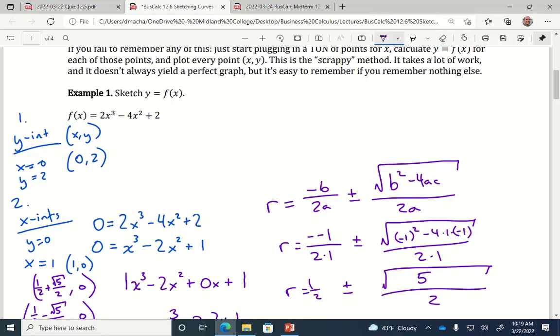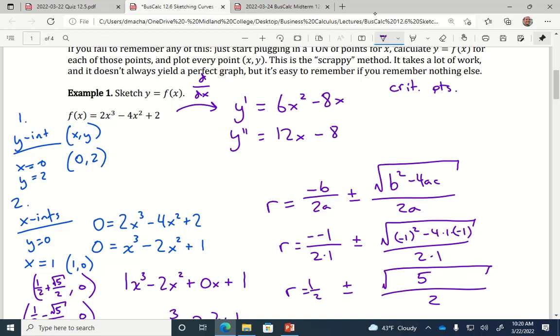What do we have next? Step 5 says take the derivative. And so taking the derivative with respect to x here tells me that y prime is going to be 6x squared minus 8x. Step 6 says take my second derivative, which is going to be 12x minus 8. I need to find critical points by setting this first derivative equal to 0.